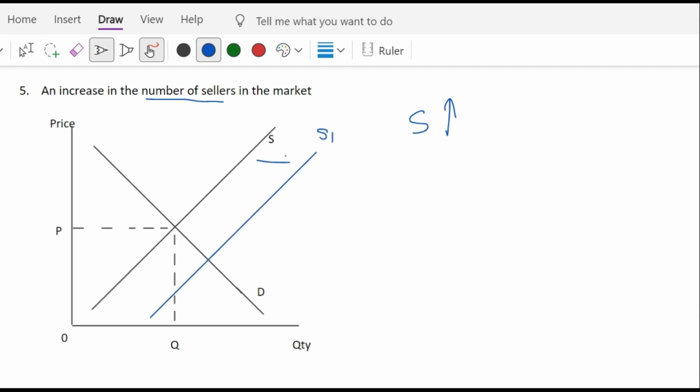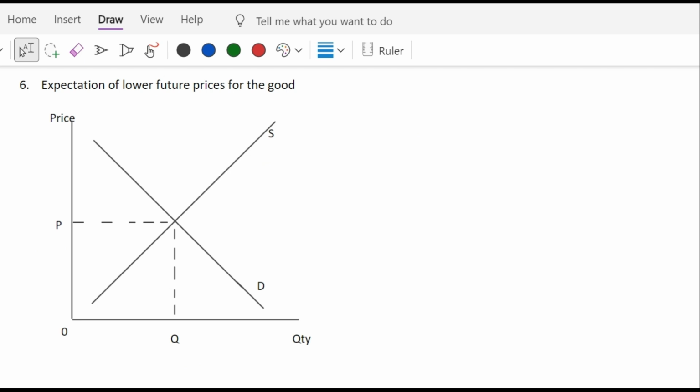The increase in supply will lead to a fall in equilibrium price from P to P1. And the decrease in price here will lead to an extension in demand. Quantity traded will increase from Q to Q1. So what happened here was when the number of suppliers increased, the supply in the market increased, and the equilibrium price fell, equilibrium quantity traded increased.